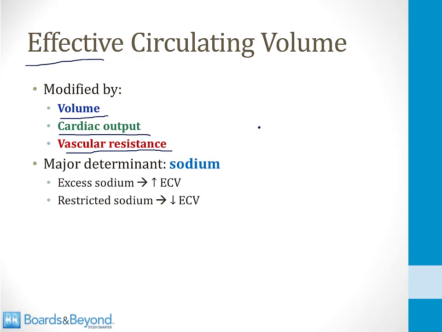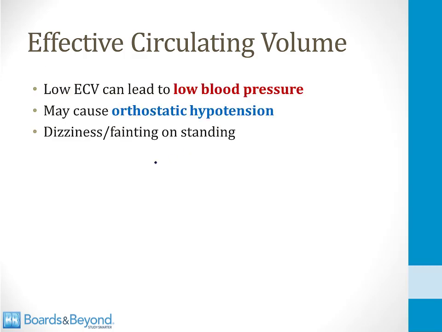And under normal circumstances, the major determinant of your effective circulating volume is your sodium intake. If you consume excess sodium, you raise your ECV, and if you restrict your sodium consumption, you lower your ECV. And we're going to talk about this in detail later in this video. One of the ways you can estimate the effective circulating volume clinically is by looking at the blood pressure. Low effective circulating volume can lead to low blood pressure. In addition, a classic sign of low effective circulating volume for any reason is orthostatic hypotension. Patients who have low ECV when they stand up will have a significant drop in their blood pressure. This is called orthostatic hypotension, and this can lead to dizziness or fainting on standing.